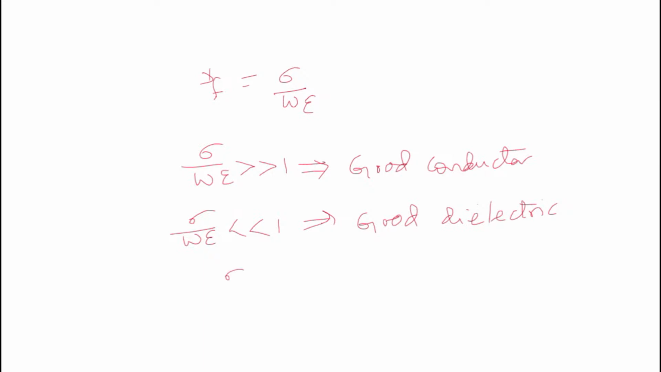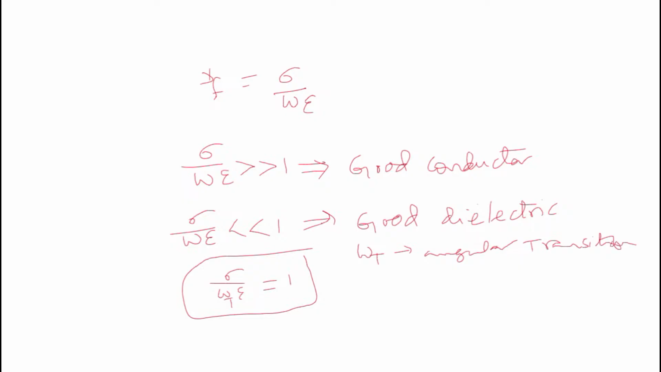Now we have a doubt. Suppose sigma by omega epsilon is equal to 1. In that case, we will get a frequency known as the transition frequency. Here omega t is the angular transition frequency. At this frequency, the magnitude of the conduction current density is equal to the displacement current density, that is Jc equal to JD, as it is the ratio. So this is about the dissipation factor.